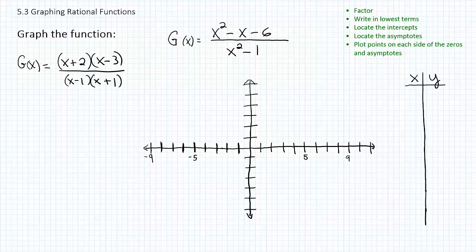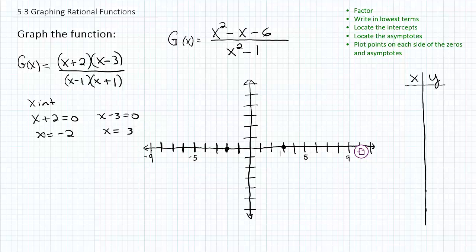Remember that you will find your x-intercepts by setting the numerator, in this case, equal to 0, right? So in other words, x plus 2 is equal to 0, and x minus 3 is equal to 0. You end up with x is equal to negative 2, and x is equal to 3. So at negative 2 and at 3, we have points on the graph on the x-axis.